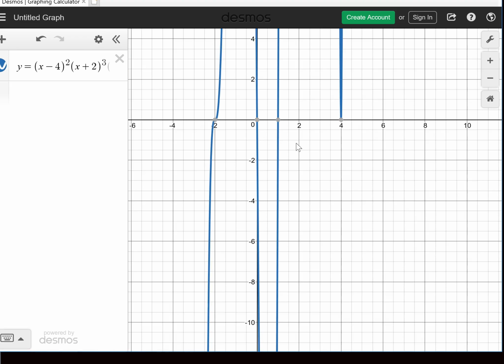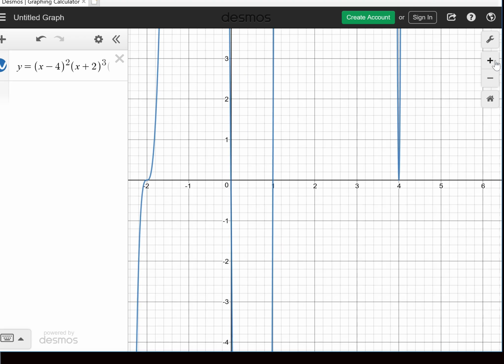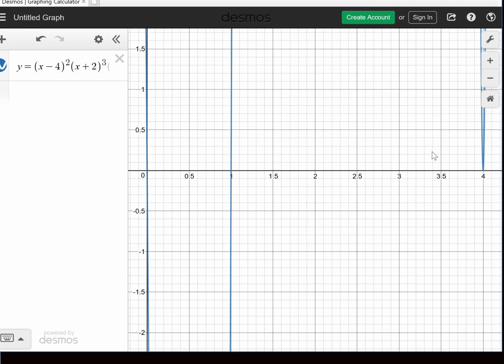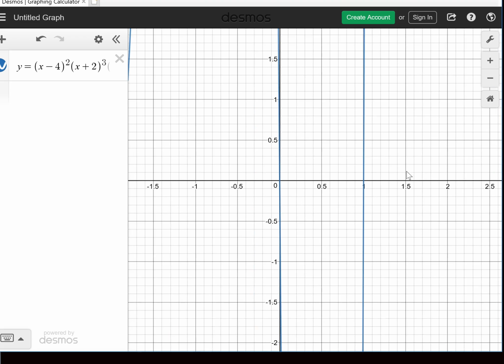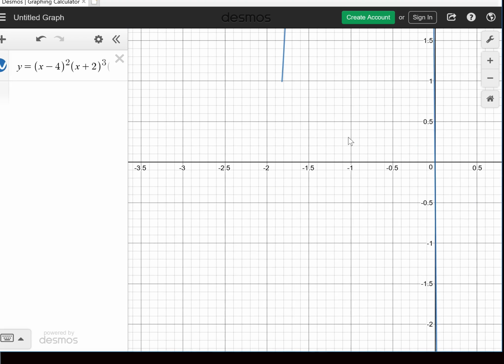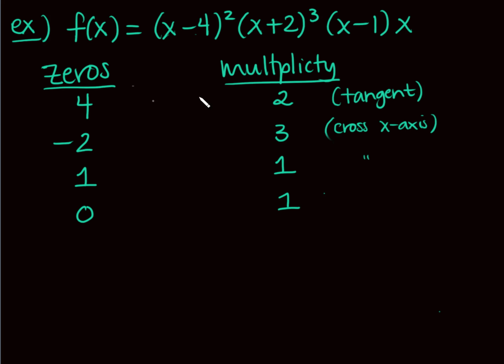So, let's look at this. This one's going to be a little tricky to see because at 4 it's going to do some weird stuff. But if I look at 4, do you see how it's coming down, it's grabbing the x-axis, and it's coming back up? It's tangent to it. And then all my other zeros, at 1, at 0, it crosses through, and at negative 2 it crosses through. That's what we mean by multiplicity, and that's what I mean by the behavior of the function at those zeros.